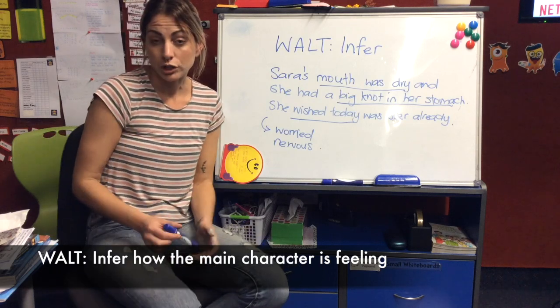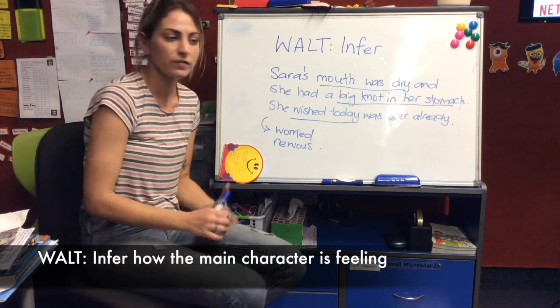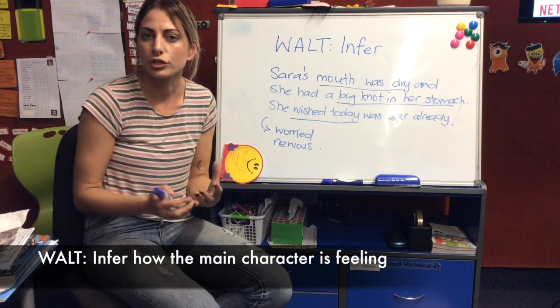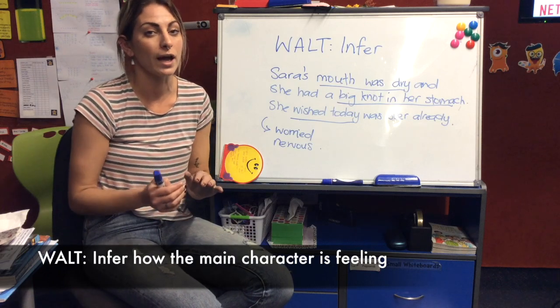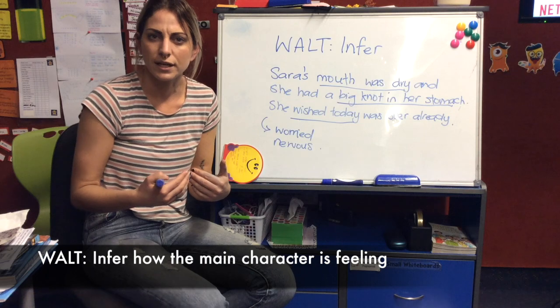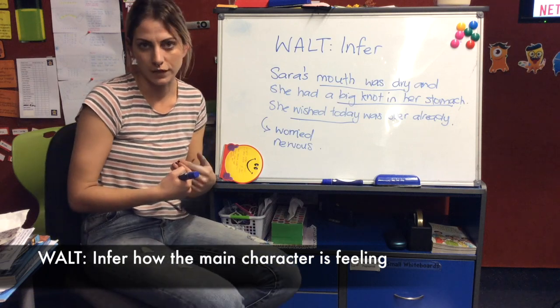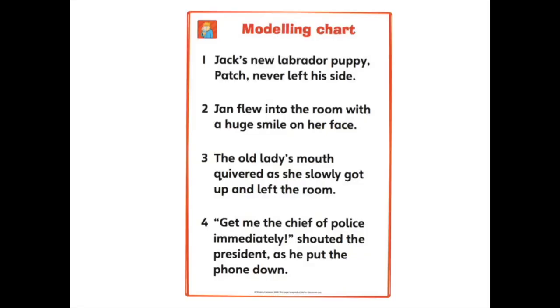So what we're going to do is we're going to look at some sentences together. We're going to go over some examples and see if we can look at the clues that the writers left us and figure out what they're trying to get us to understand, how the characters are feeling. Alrighty, so here we've got some sentence examples that we're going to use to practice looking for clues and infer what the writer means.